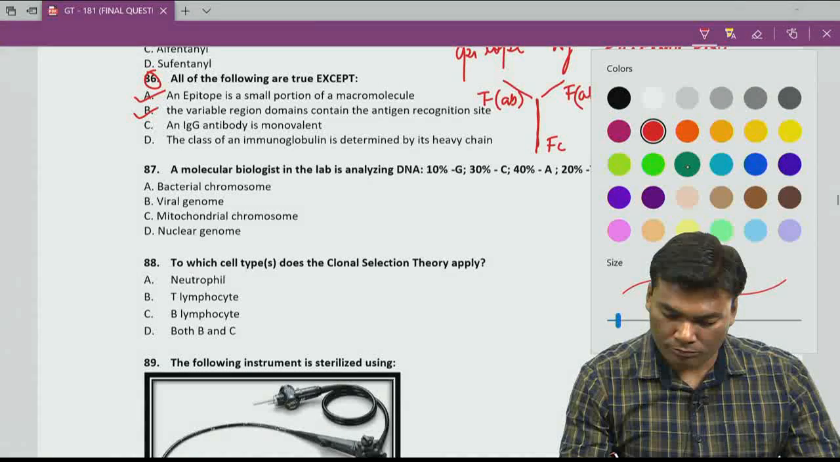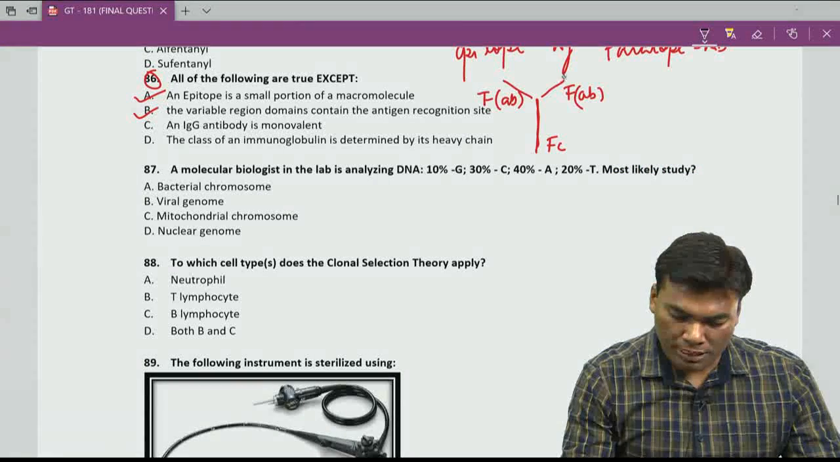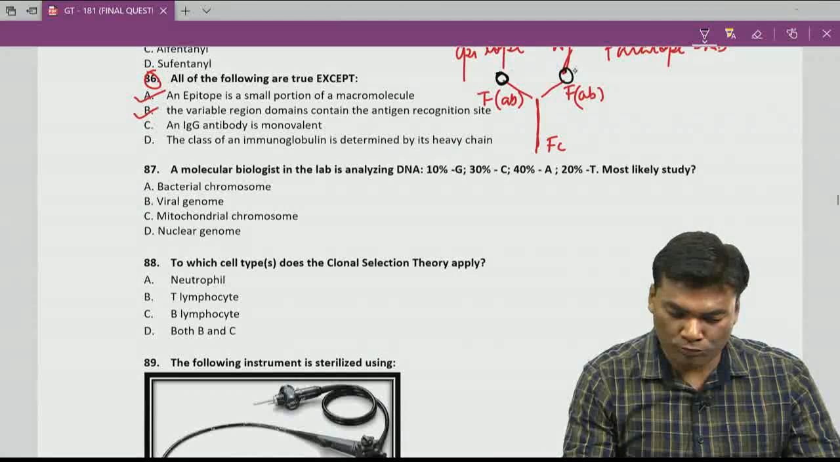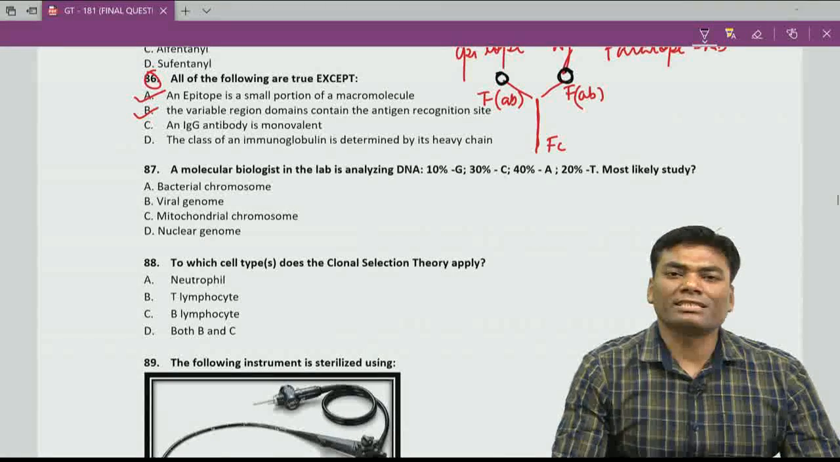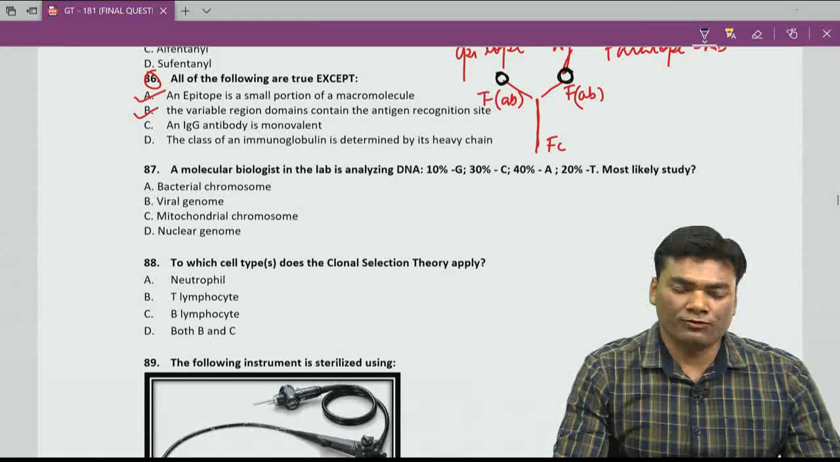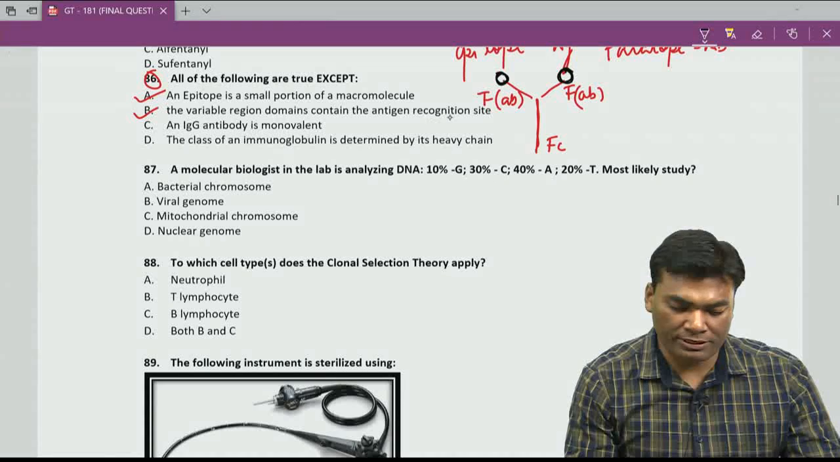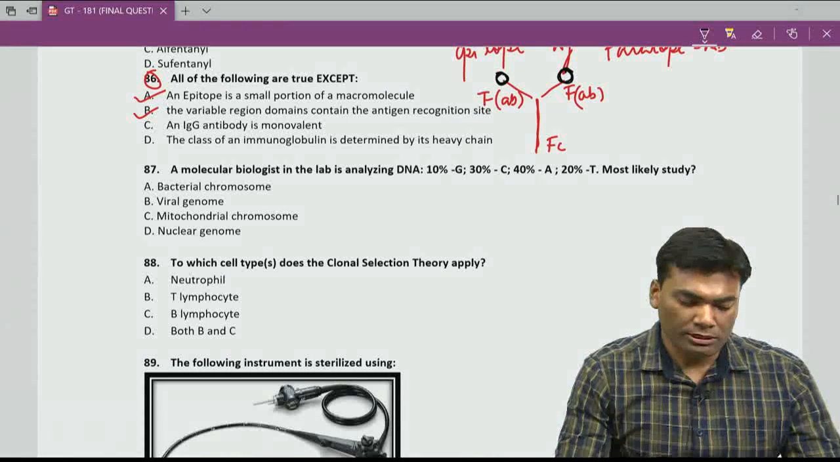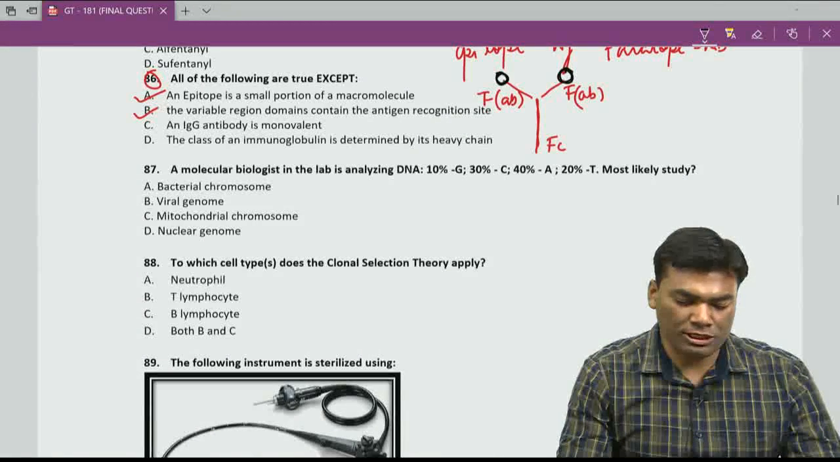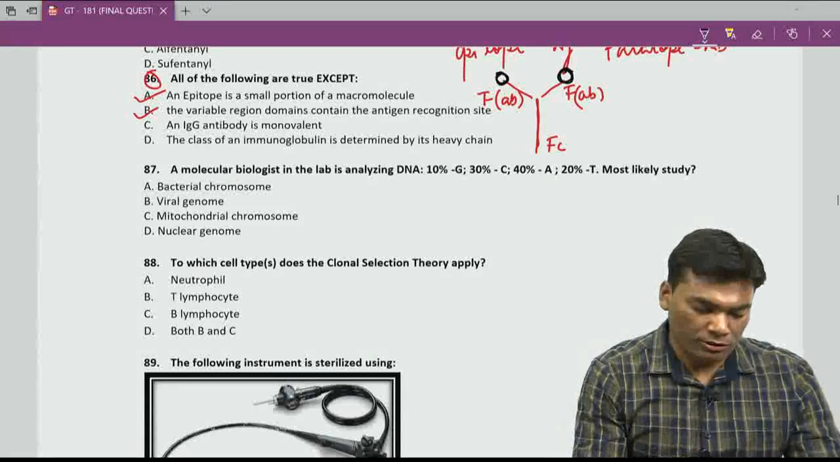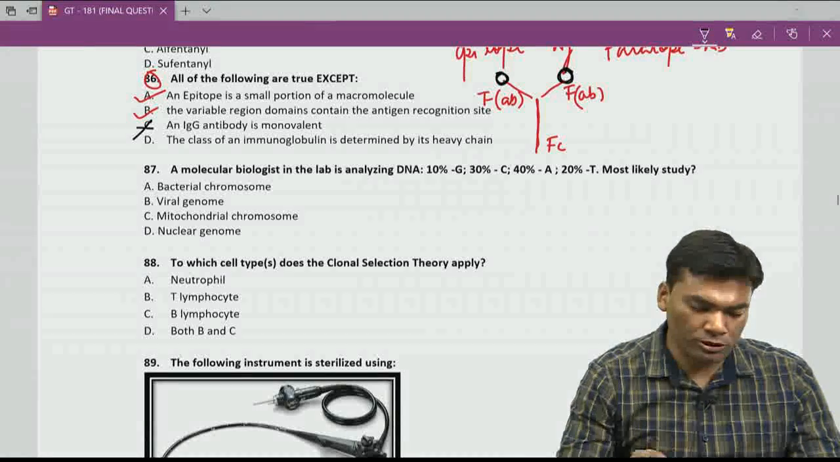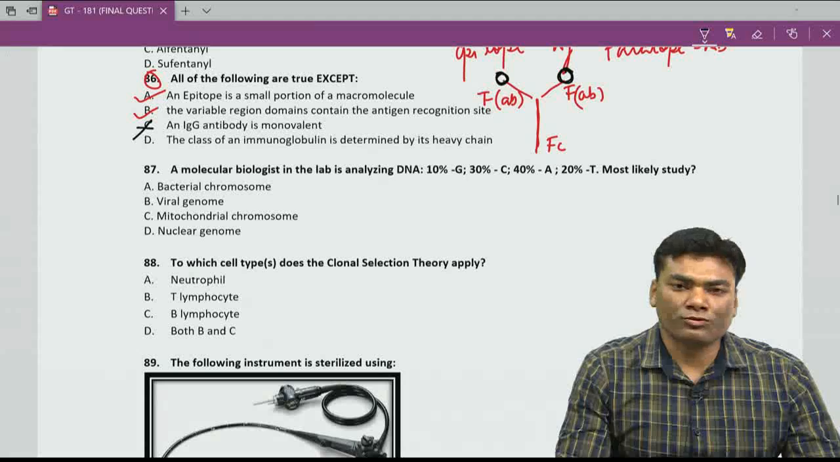So the antigen will bind here. An antibody molecule will be utilizing its variable region for the binding of an antigen. So the variable region domains contain the antigen recognition site. This is also correct. The third option is an IgG antibody is monovalent. Now let me tell you that this is the wrong answer, because no antibody is monovalent.